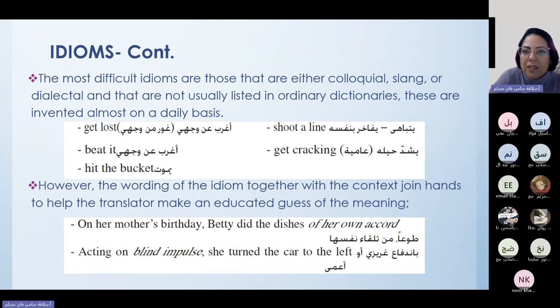Okay, blind impulse. Do we use the phrase instinctive impulse or blind impulse in Arabic? What do we use? Blind, right? It's more natural. The educated guess could be instinctive impulse, but after research to see how we use it in Arabic, we use blind impulse. Okay? Like how we say colloquially that this thing blinded me, I can't see it. Okay, same goes for that.